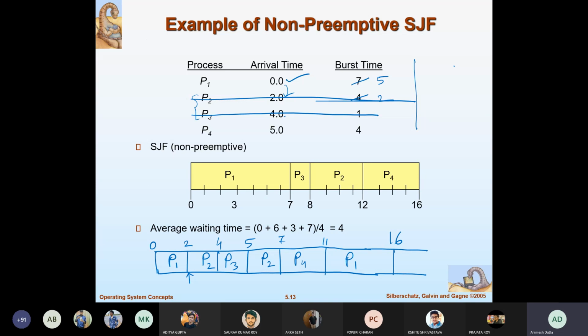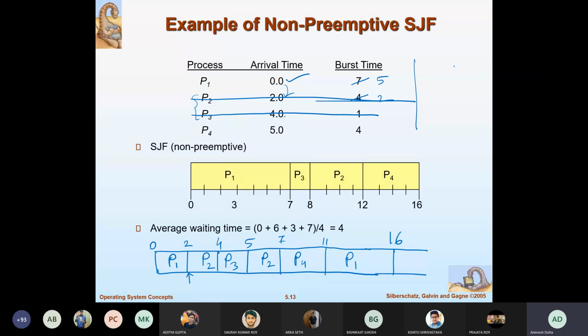Tell me, what did you get? Sir, 16, 7, 5, 11. Finish time. Okay, everyone got the same. Then calculate the turnaround time: 16, 5, 1, 6. And then waiting time, average waiting time. 9, 1, 0, 2, sir. Waiting time, correct. So any confusion with the preemptive and non-preemptive scheduling?